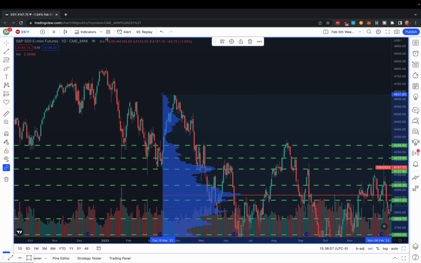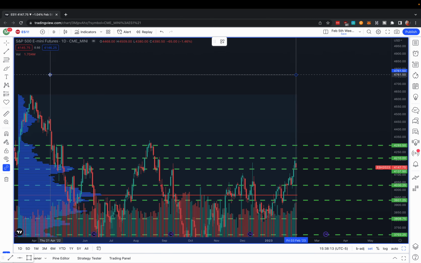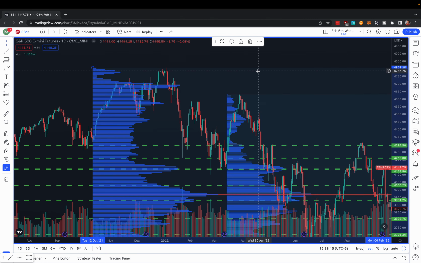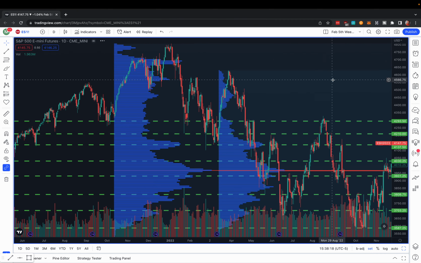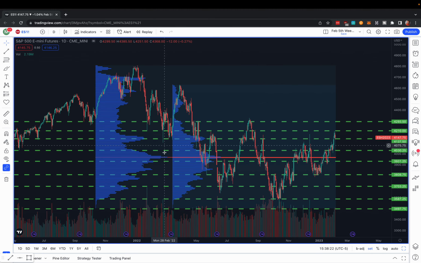So we'll actually just leave that one there, and let's draw another one just so you can all see what I mean. So we'll do this one, and we're gonna go a little bit further back. So even if we go further back, right, we can see that the POC is still down here. There is this volume up here from back in January of 22, so almost a year ago.